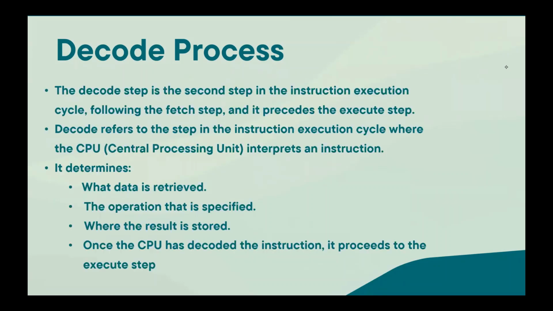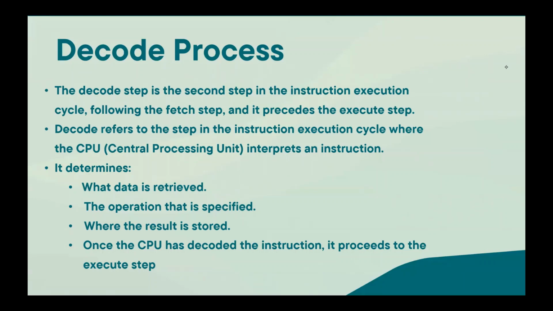In the context of computer processing, decode refers to the step in the instruction execution cycle where the CPU, central processing unit, interprets an instruction that has been fetched from memory and determines what operation it specifies and what data is involved. The decode step is the second step in the instruction execution cycle, following the fetch step, and it precedes the execute step. During the decode step, the CPU determines the instruction's opcode to determine what operation is to be performed. This may involve looking up the operation in a table or performing some other form of lookup.